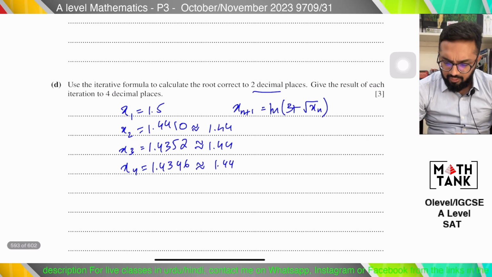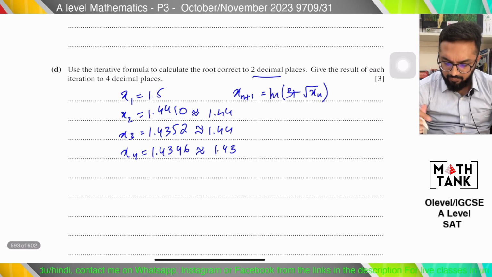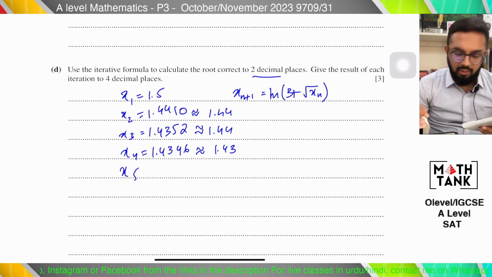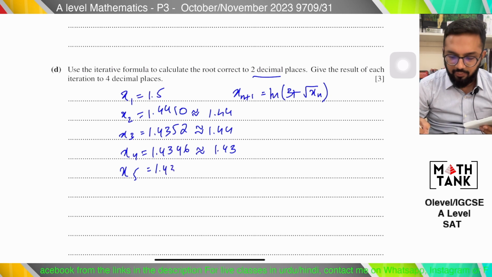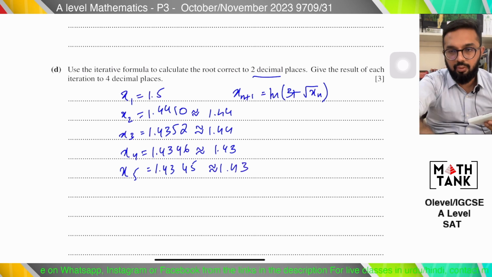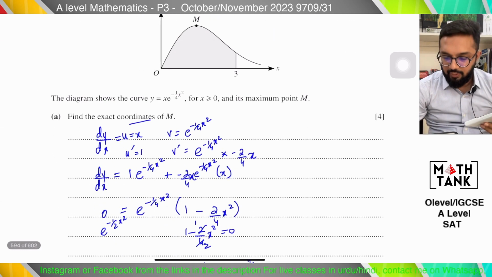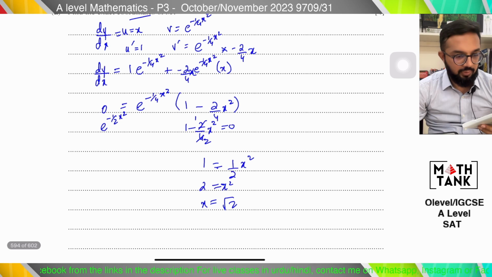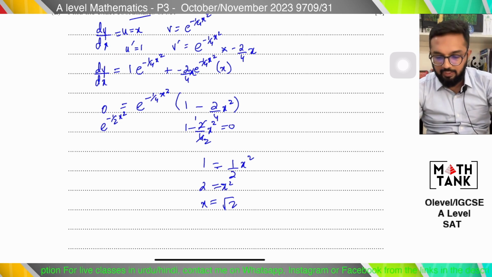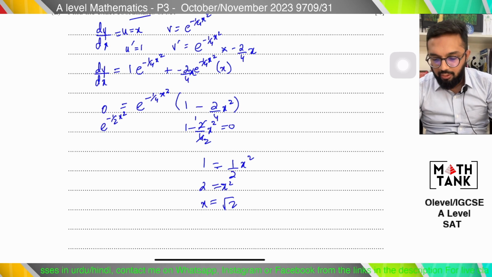Okay, sorry, this rounded off to 1.43, not 1.44, so I'm going to have to do another iteration, I think. And this gives me 1.4345, 1.43. Okay, sorry for that. X equals root of 2. Let's check if that is the correct value. Yes, that is the correct value.